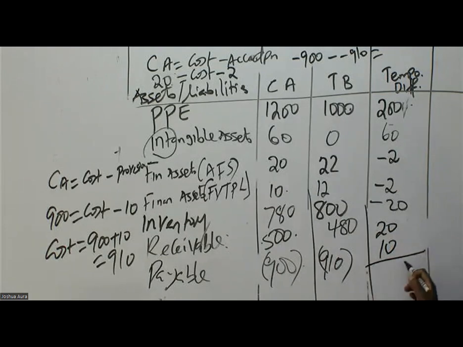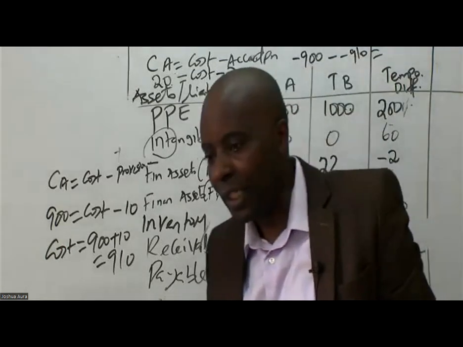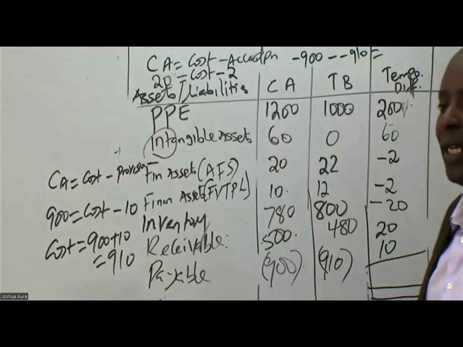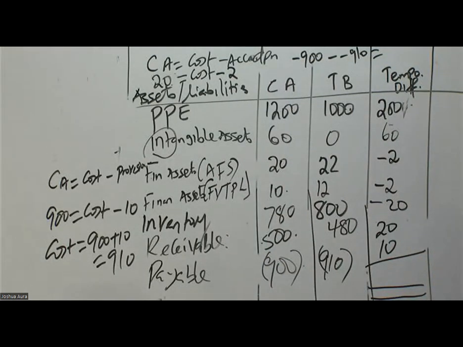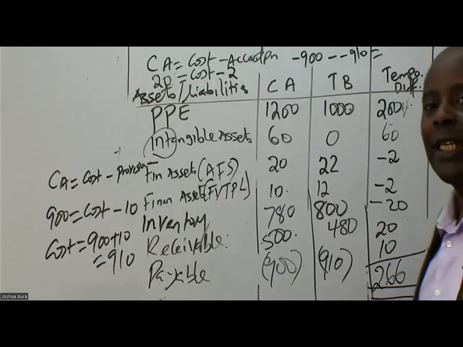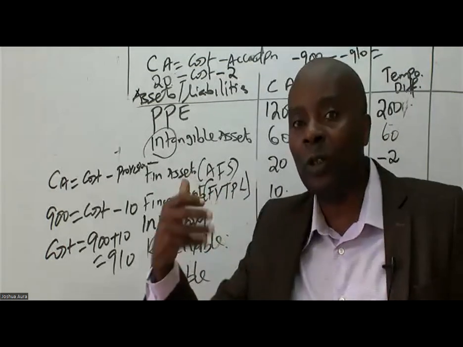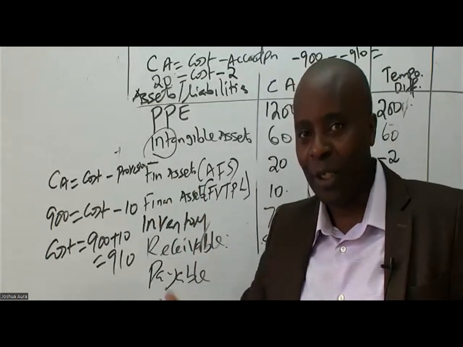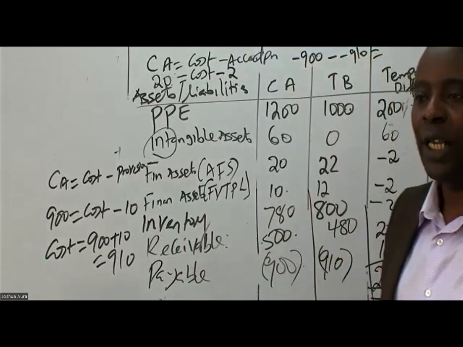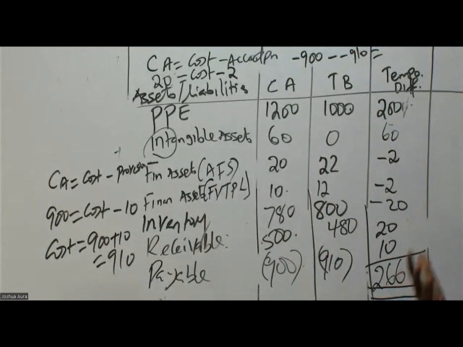So then could you kindly give me the total temporary difference? Please add everything. 10 positive, yes, Scholastica, 10 positive. Now add everything and give me the total temporary difference. They're giving me 266 positive, isn't it? So meaning that it is a taxable temporary difference. You're going to be required to pay tax on this. It's positive. So it's a taxable temporary difference, which gives birth to what we call a deferred tax liability.